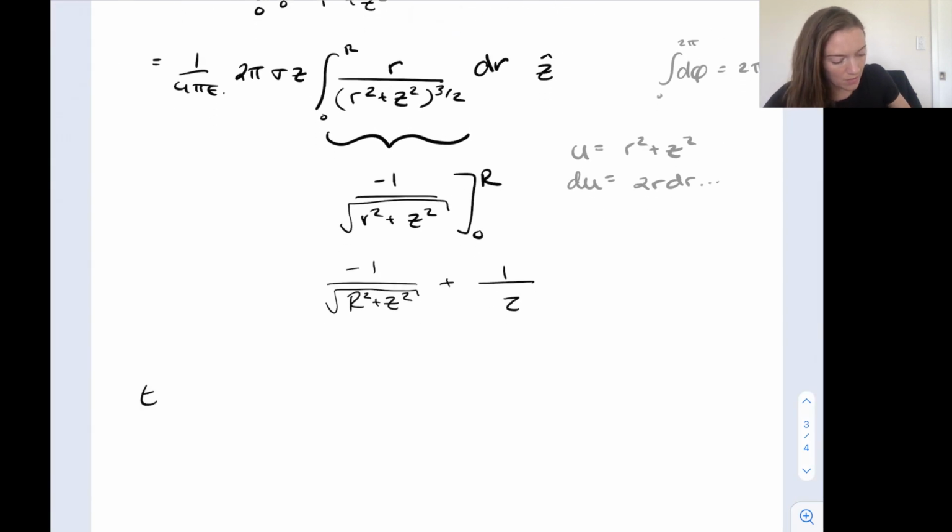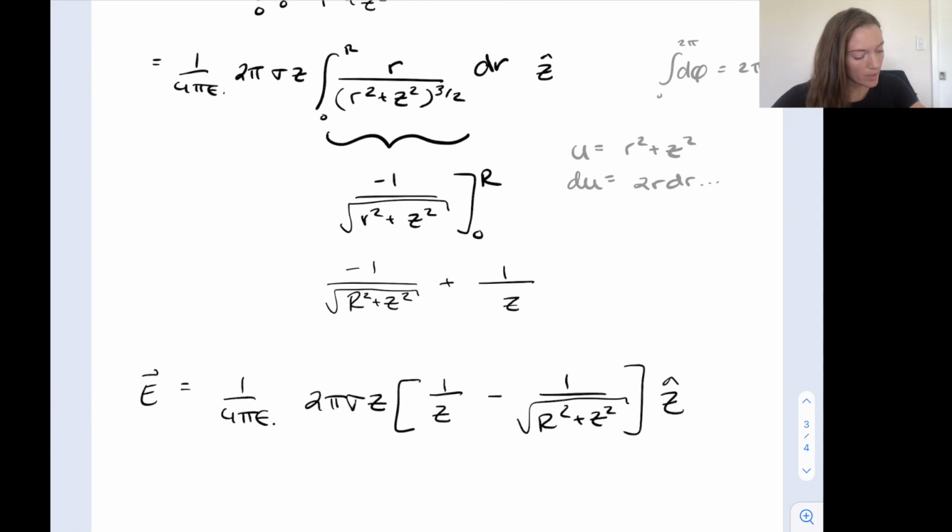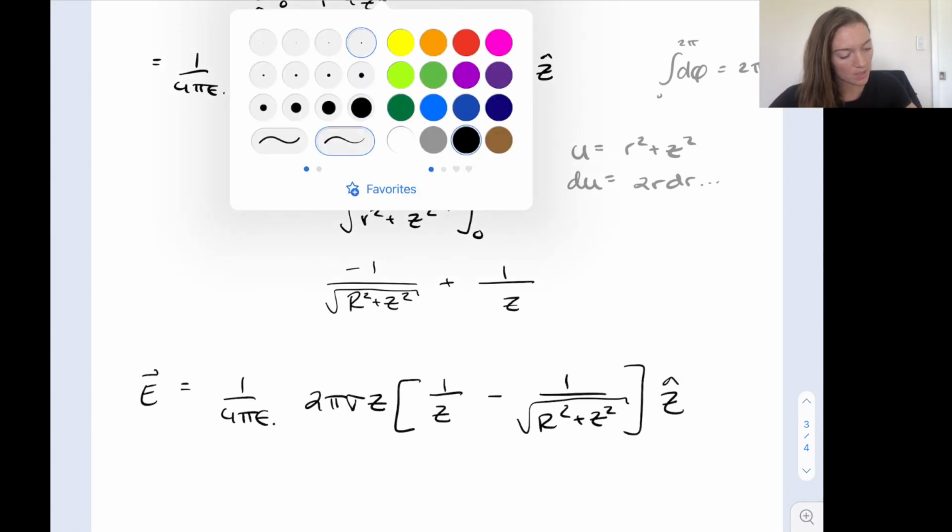Okay, so now we can write our final answer. We have the electric field is equal to 1 over 4 pi. Again, I'm just going to leave my 1 over 4 pi alone. And then I have 2 pi sigma z. And then I'm just going to put my positive term first, so it's a little neater. And then this is all in the z hat direction. Okay, so that's my final answer now.